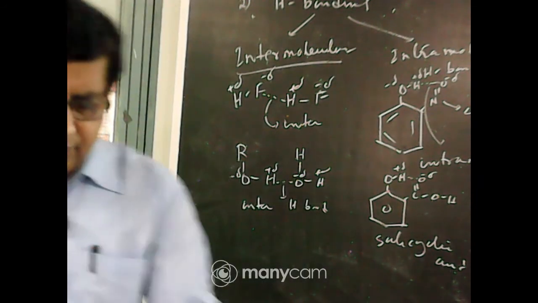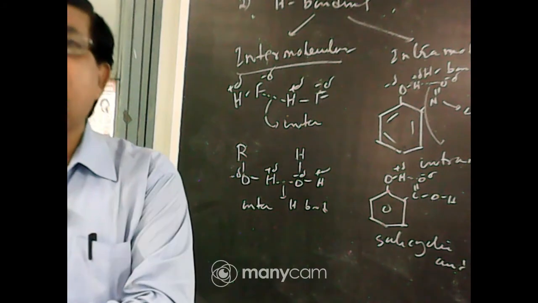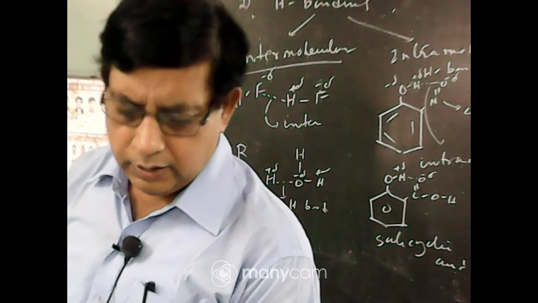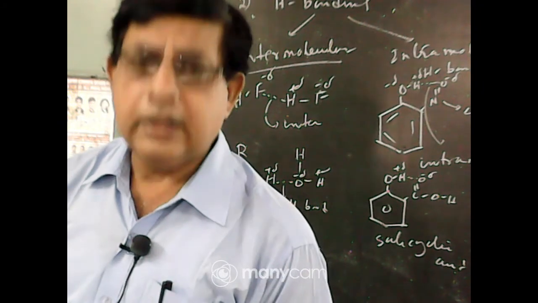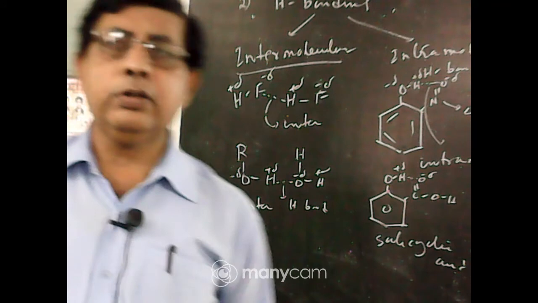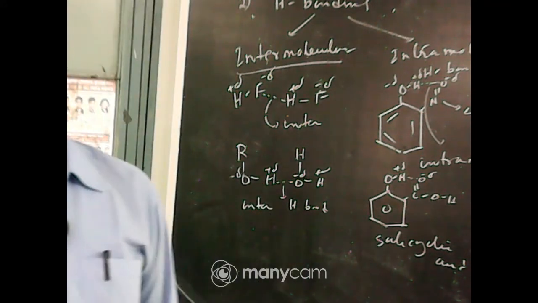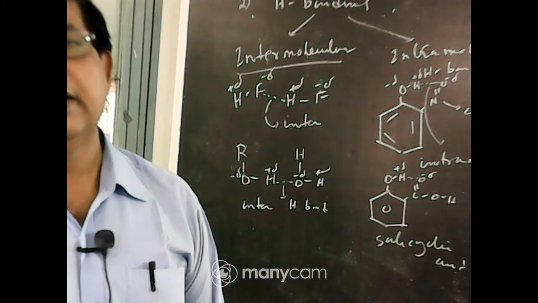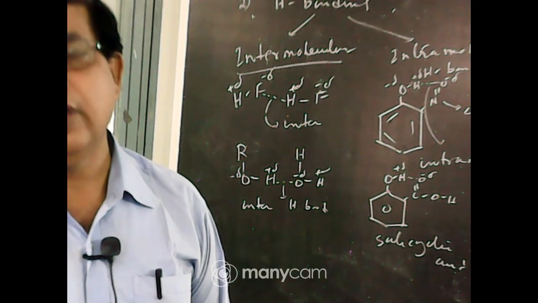Now what is the importance of hydrogen bond? Hydrogen bond is important. If hydrogen bond is not present in nature, then life is not possible. Why? Because you know water is essential for all living beings. Water exists in the liquid state. This is due to hydrogen bond. If hydrogen bond does not operate in water, water would exist in the gaseous state like H2S, then life is not possible.